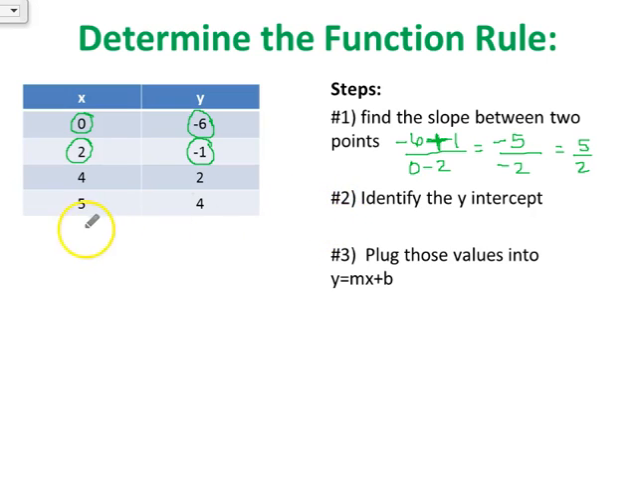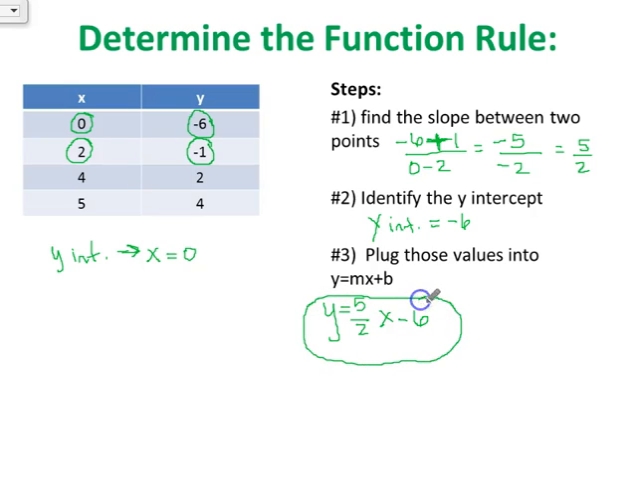So what's our y-intercept? Remember, the y-intercept occurs when x equals 0. So let's find where x equals 0. Oh, we're given it. So x equals 0 when y is -6. So there's our y-intercept. And then let's plug those values into y equals mx plus b. So y equals, m is our slope, so instead of plugging in m, we're going to say our slope, which is 5/2 x, and then our y-intercept is -6, goes in for the b. So there's our equation.